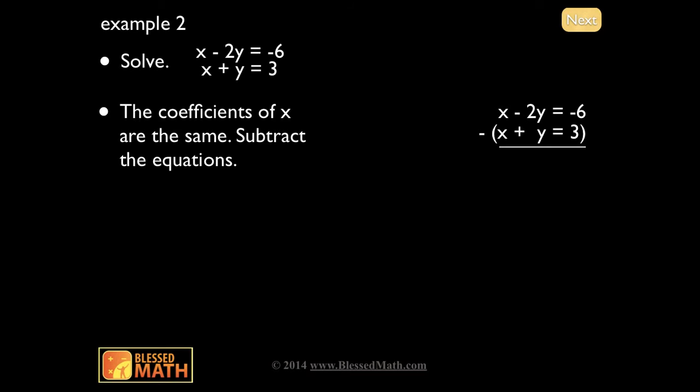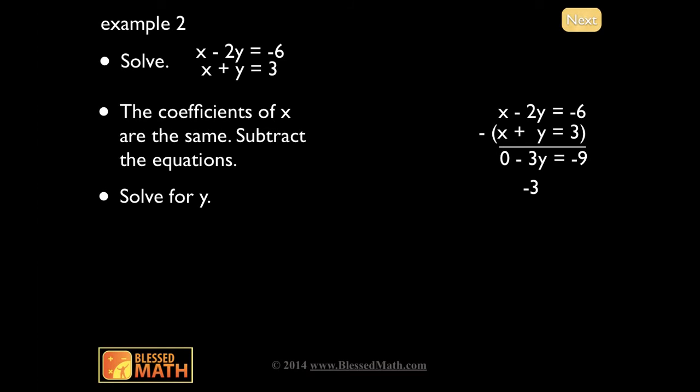the equations. x minus 2y is equal to negative 6, minus, in parentheses, x plus y is equal to 3. Make sure when you subtract that you distribute that minus sign through to everything in the bottom. So we're going to do x minus x, negative 2y minus y, and negative 6 minus 3. Giving me x minus x is 0, negative 2y minus y is negative 3y, and negative 6 minus 3 is equal to negative 9. Now I'm going to solve for y.